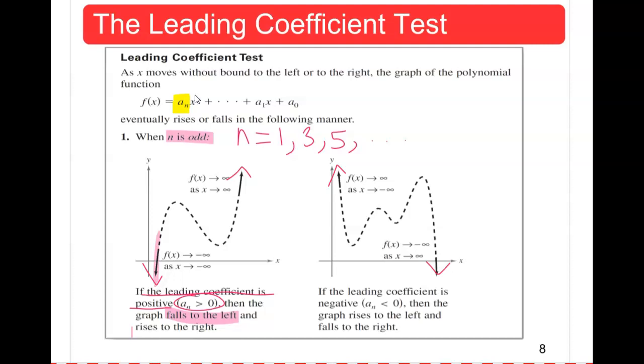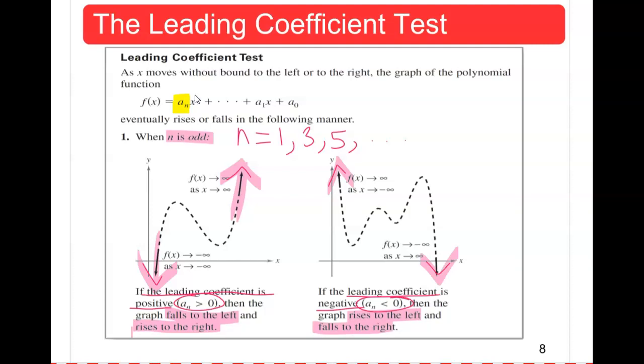And it will rise to the right, as you could see here. All right. Now, what happens if the leading coefficient is negative, meaning less than 0? Then the graph will rise to the left and it will fall to the right.